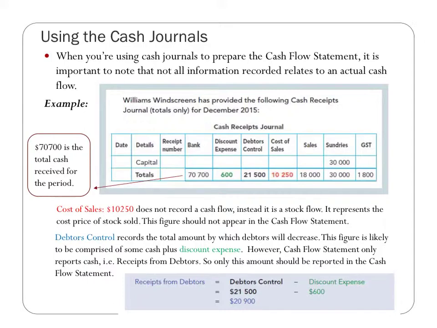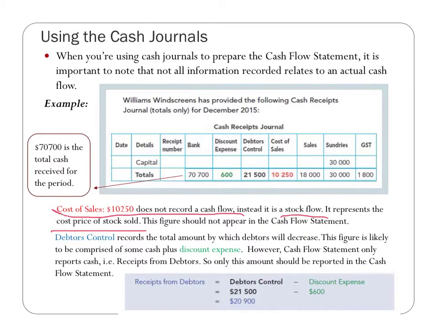Okay, the cost of sales column, 10,250. This column does not record a cash flow. It is rather a stock flow. It represents the cost price of stock sold. So this figure should never appear in your cash flow statement.